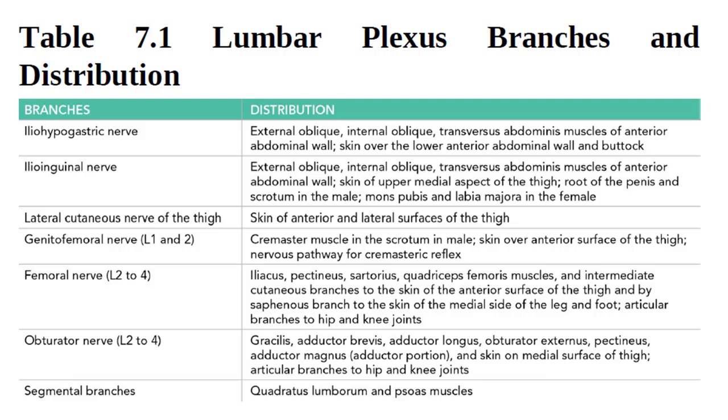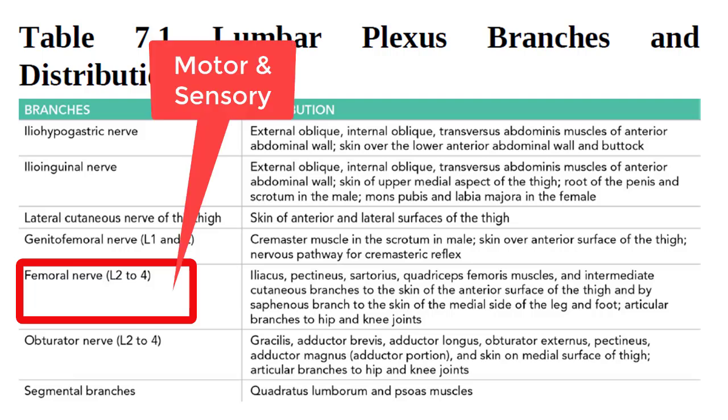So the femoral nerve is the largest nerve of the lumbar plexus, as I already told you, and it is formed by the posterior division of the anterior rami of L2, L3 and L4. Remember, this is a mixed nerve, meaning it provides motor as well as sensory innervation to the thigh and the leg through several branches.